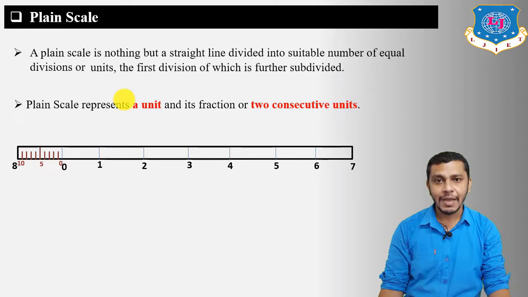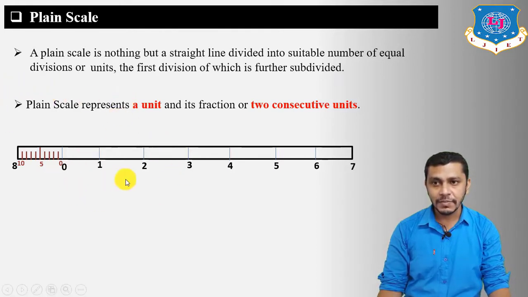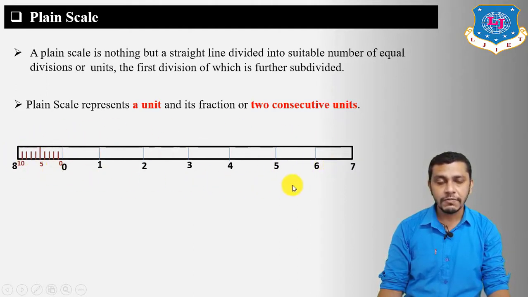That means mm, centimeter, centimeter, decimeter, decimeter, meter, meter, decameter. All these units are consecutive units. So in the plane scale, the main division will represent the main unit and the subdivision will represent the subunit. For example, if you are constructing the plane scale for centimeter and mm, then the main scale will represent centimeter and the subscale will represent mm.